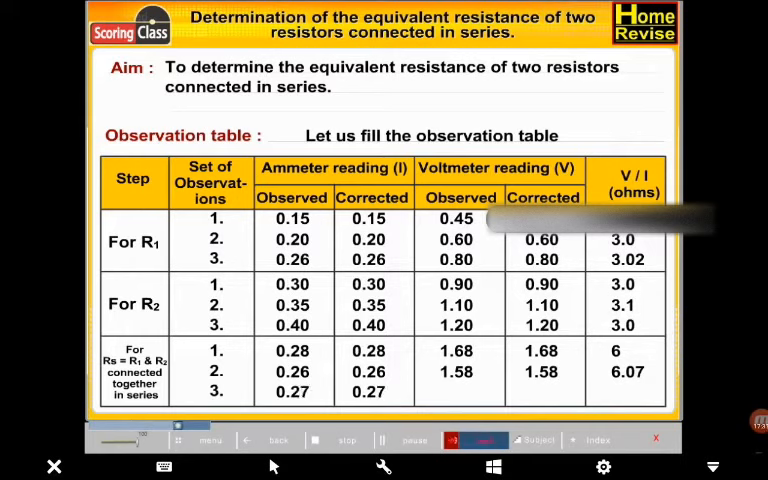For third set of observations, ammeter reading observed 0.27, corrected 0.27. Voltmeter reading observed 1.62, corrected 1.62. It is 6.00 ohms.